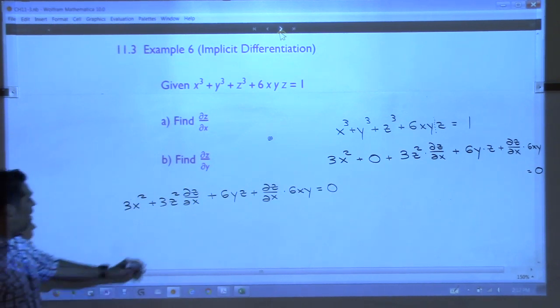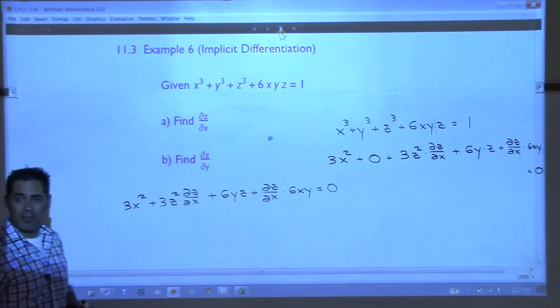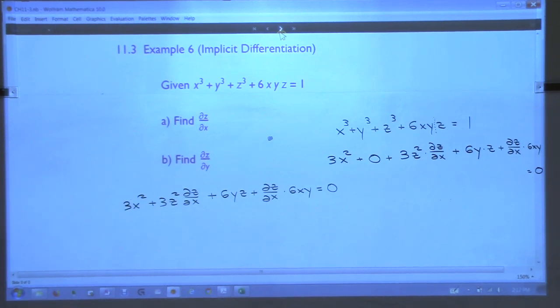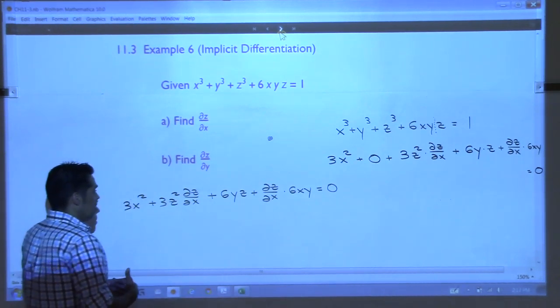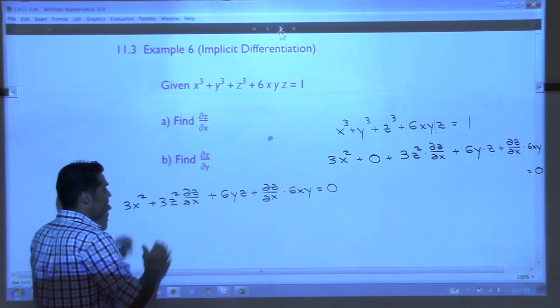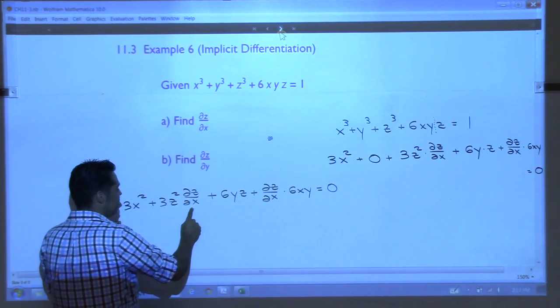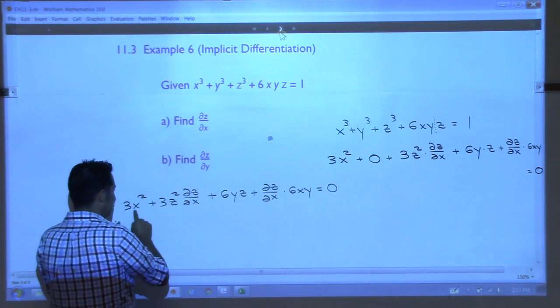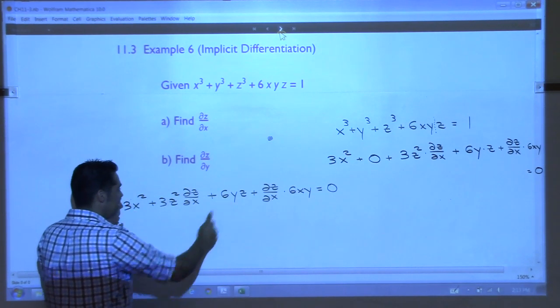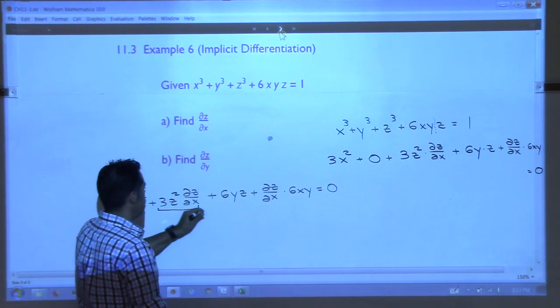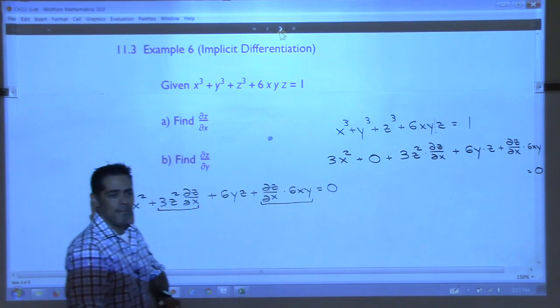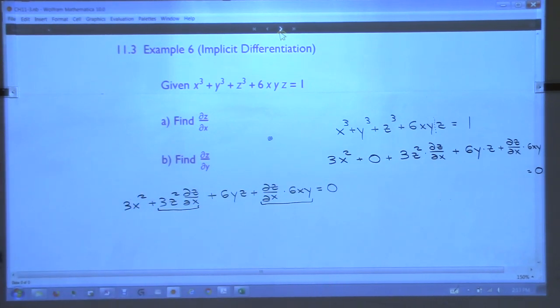Isolate it, right? We need to isolate the partial of z with respect to x on one side of the equation. So this is just going to be some algebra. The standard procedure is to move everything that doesn't have the partial of z with respect to x to the other side. So I'm going to move that to the other side and that to the other side. That will leave me with this term and this term on the left side, right? Both those terms have partial of z with respect to x, so I will factor it out.